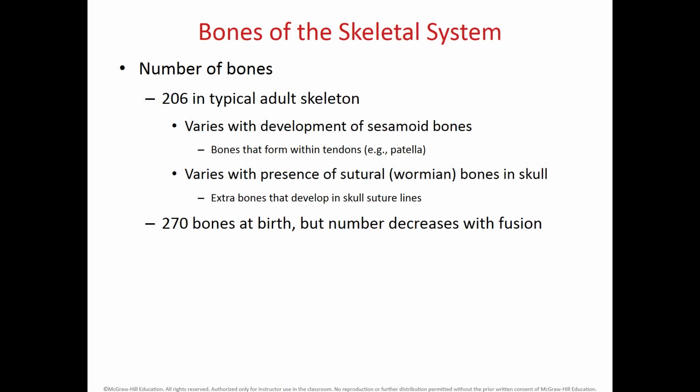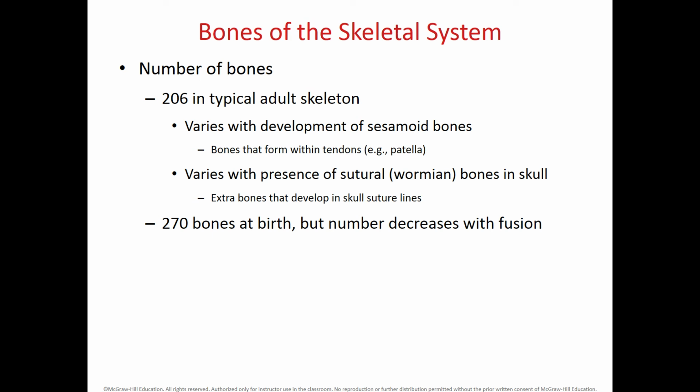We have 206 bones in the typical adult skeleton, and we have within the adult skeleton some bones that are called sesamoid bones that develop within tendons, and the only one that counts towards these 206 bones will be the patella or kneecap.